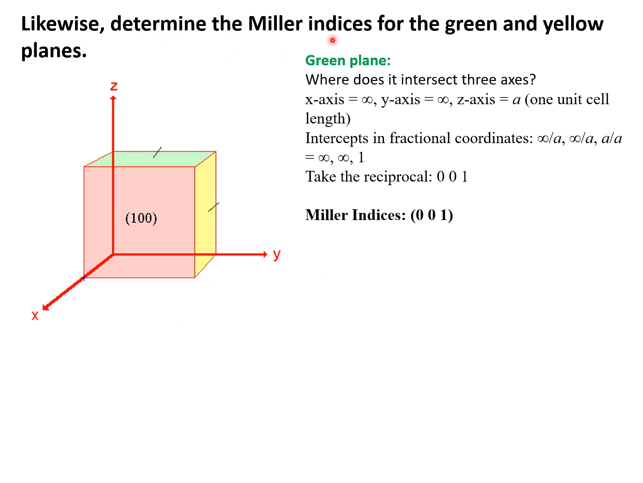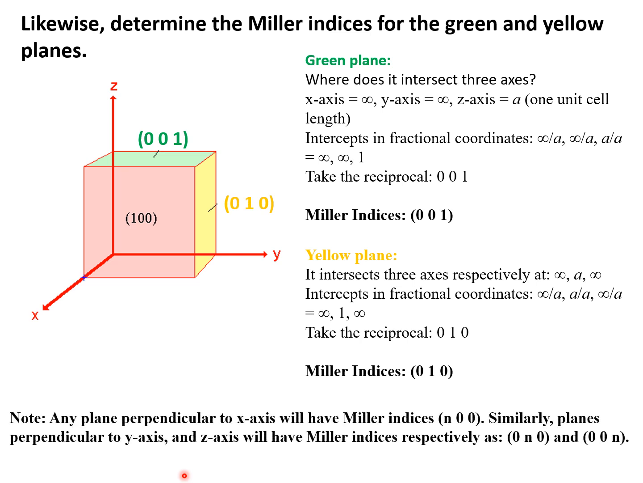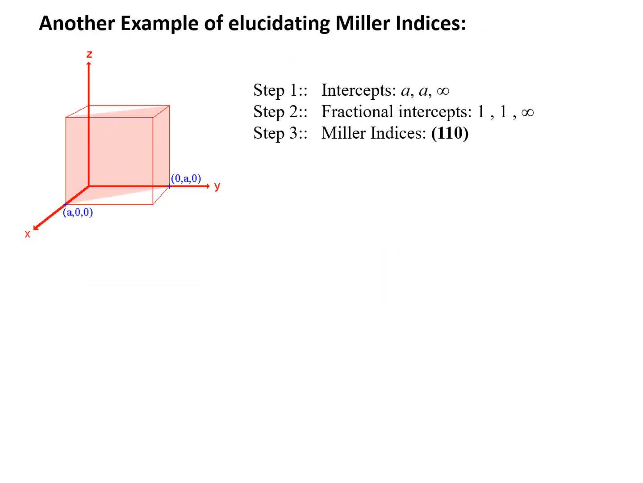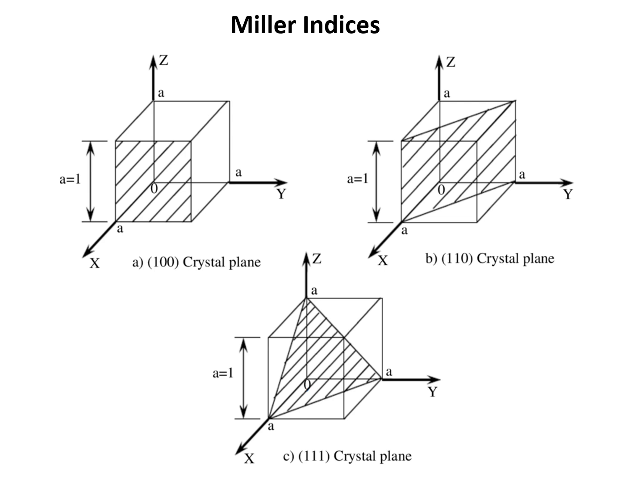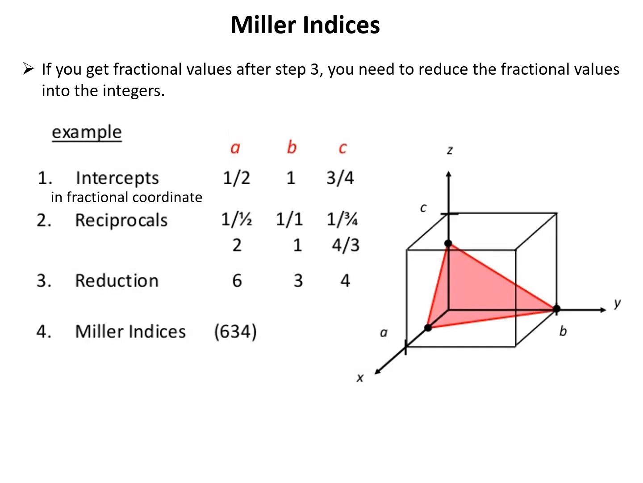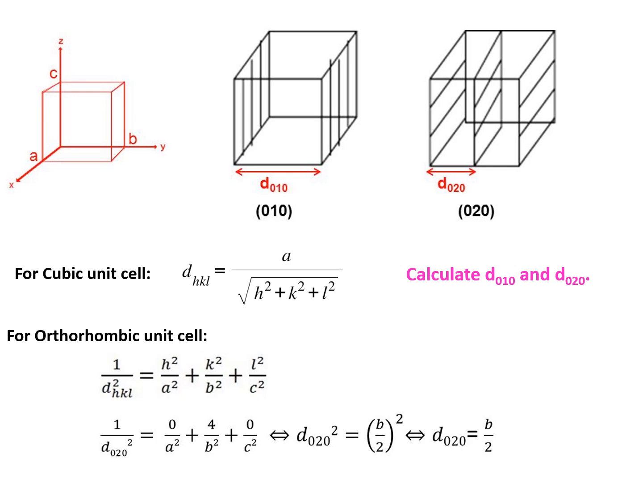So likewise, we have to determine the Miller indices for the green and yellow planes. That is worked out here. You can go through this. You can have a glance. So for the above yellow and green planes, the Miller indices will be 0, 1, 0 and 0, 0, 1. So one more example for your understanding with answers. Some more to work out.